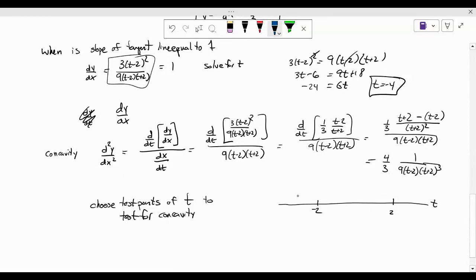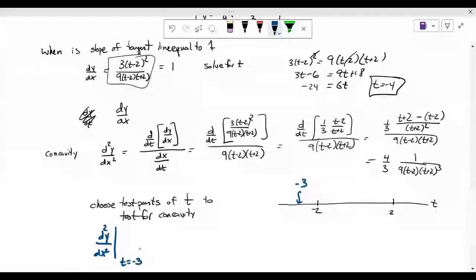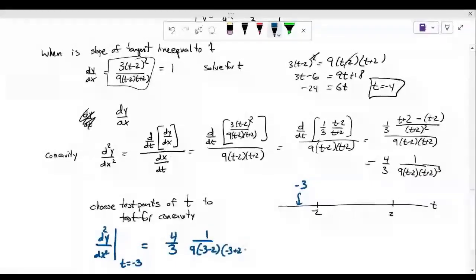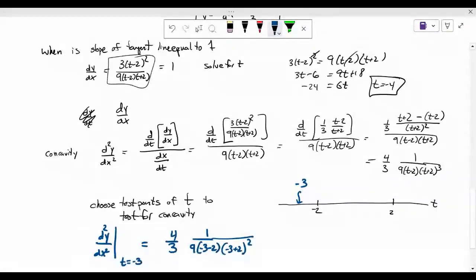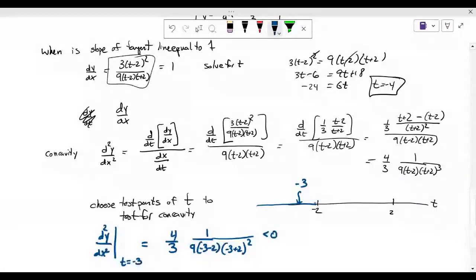So maybe we can choose like -3 or something. Stick it into our second derivative, which is a function of t. So we get, now, of course, this squared term is going to be positive, so you would get a negative, correct? Everybody agrees that we get a negative of some sort. Okay. So we know for values of t between -infinity and -2, the second derivative is negative, so concave down.